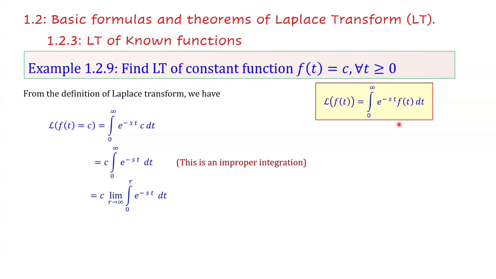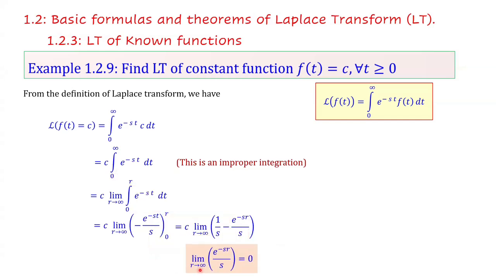Next, take the integration of e to the power minus st dt, which will be minus e to the power minus st over s, with limits 0 to r. We substitute the limits and get 1 over s minus e to the power minus sr over s. Now the limit as r tends to infinity of this is 0. Therefore, we get the Laplace transform c over s. This is the answer. In particular, if we take c equal to 1, then it will be 1 over s.